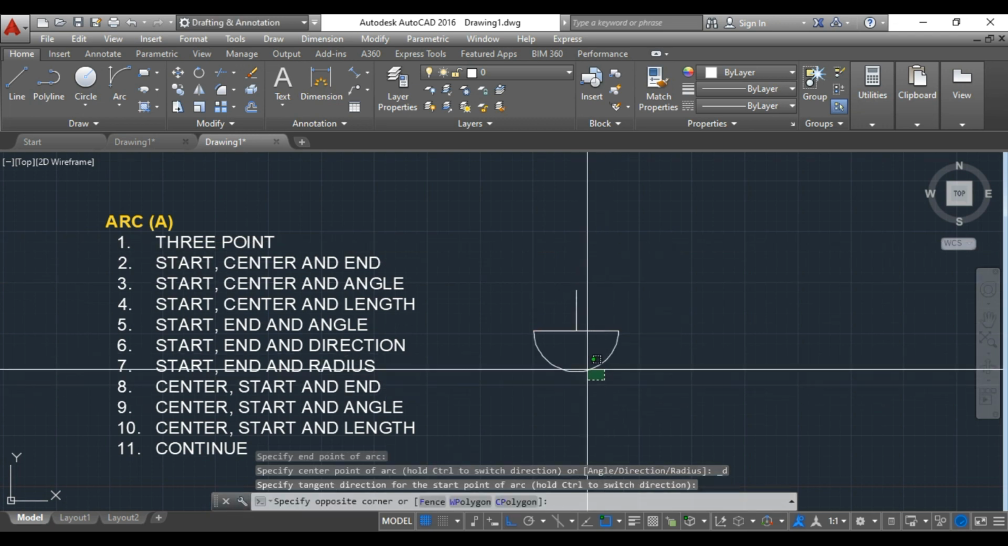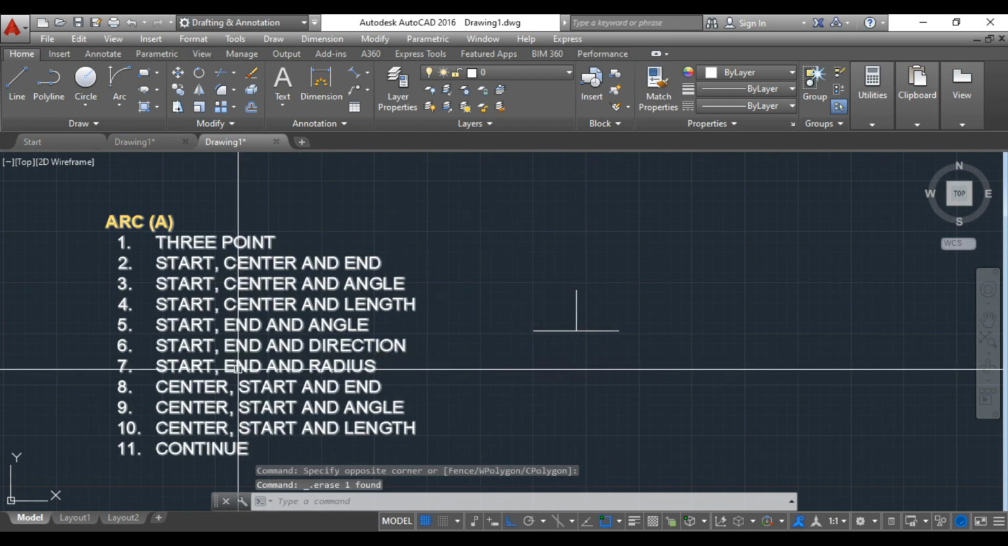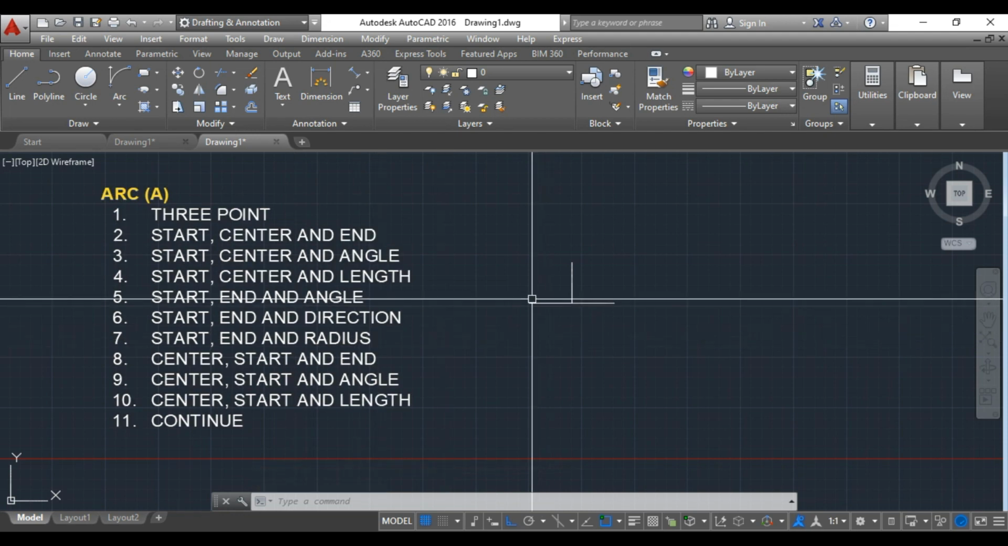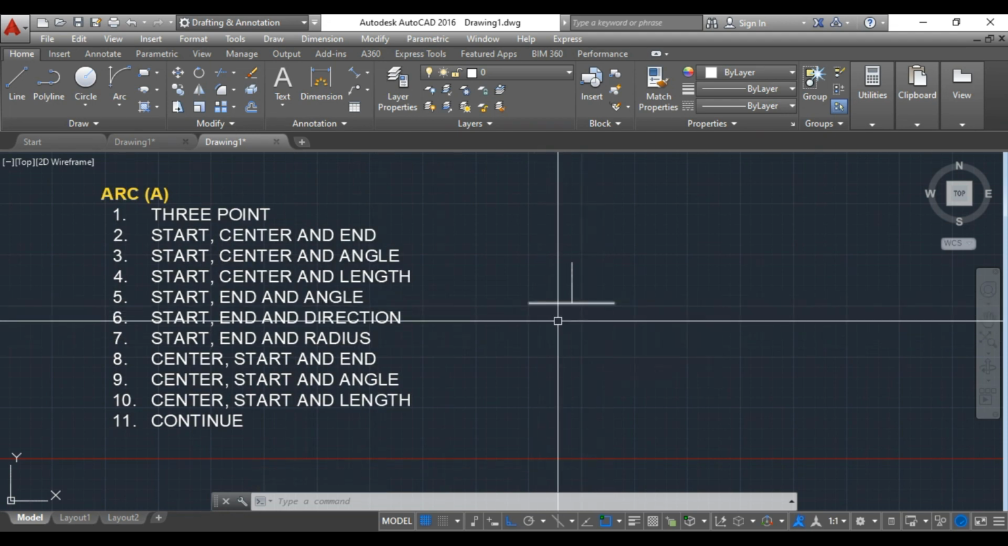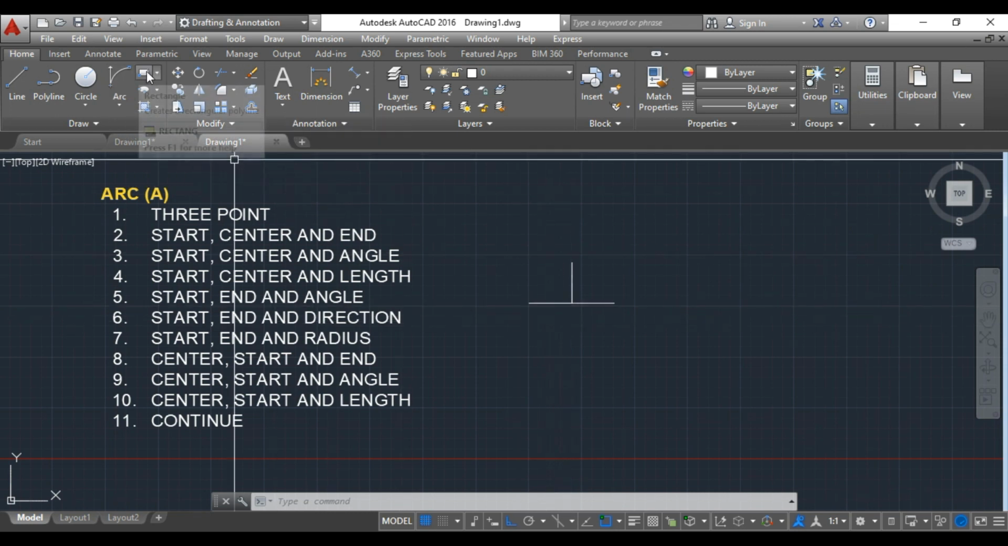Wherever you want, you can just plot that one. Right, one more is there, start, end, radius. This is my start point and this is my end point. If I want how much radius of arc I require, you can draw that one.